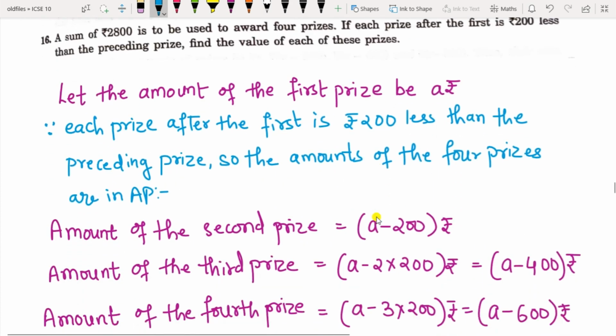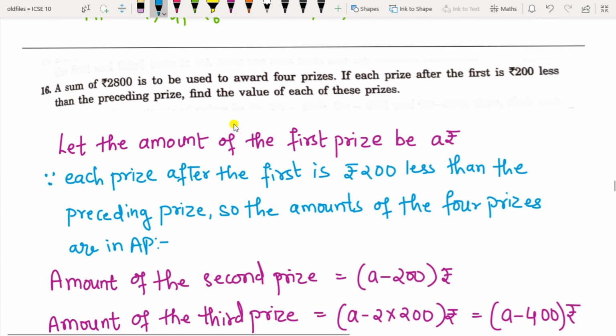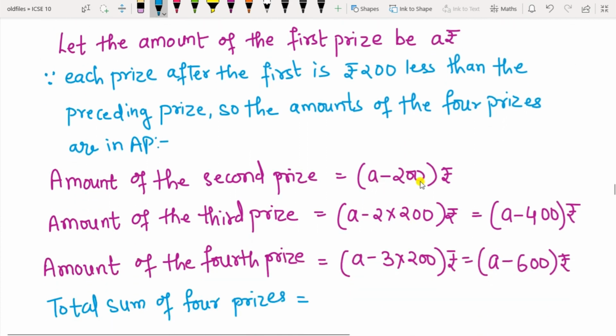Question 16 here is, a sum of 2800 rupees is to be used to award 4 prizes. If each prize after the first is 200 less than the preceding prize, find the value of each of the prizes. So let the first prize amount be A rupees. Now each of the next prizes is 200 less than the preceding one. So then the second prize will be A minus 200.